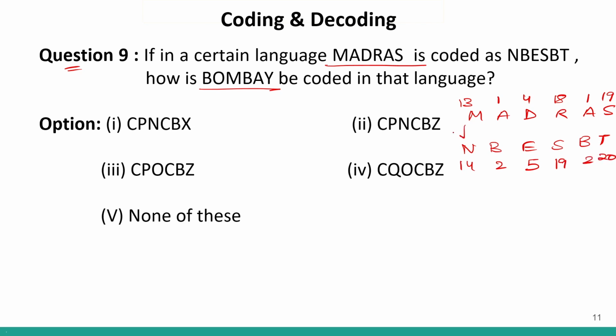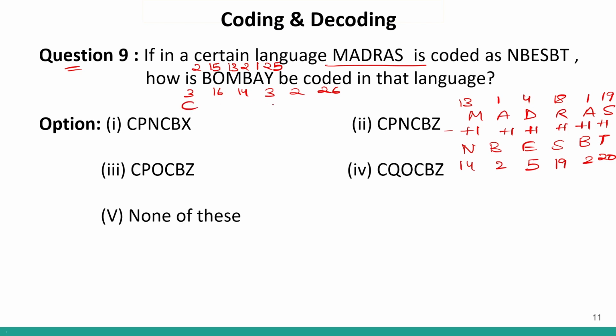So clearly this is plus 1, plus 1, plus 1. Here also plus 1. Each alphabet is moving one position ahead. So we'll do the same thing for Bombay. Bombay it is 2, 15. M is how much? M is 13. 2, 1 and 25. So if I move plus 1, I'll get 3, 16, 14, 3, 2 and 26.